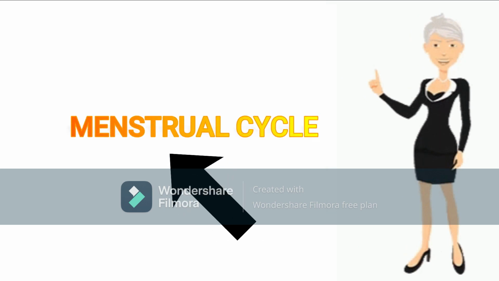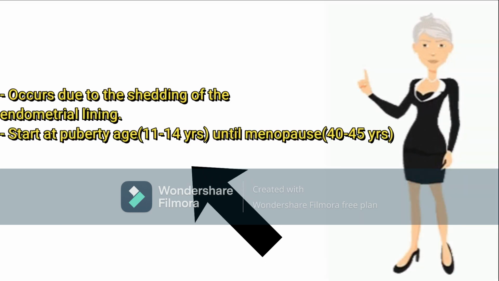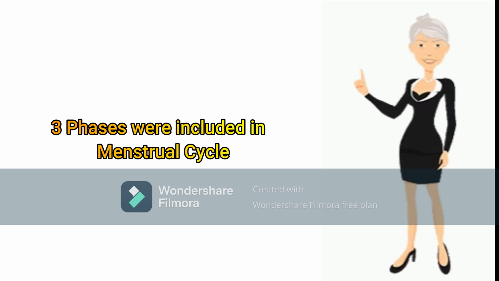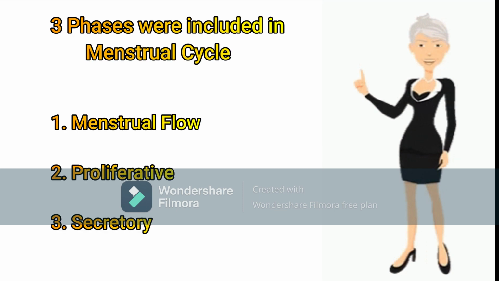For this time, let's talk about the menstrual cycle. Do you know what the menstrual cycle is? Well, the menstrual cycle occurs due to the shedding of the endometrial lining. It starts at the age of puberty, 11 to 14 years, until menopause, at 40 to 45 years. Three phases are included in the menstrual cycle: first is menstrual flow, then proliferative, and secretory.